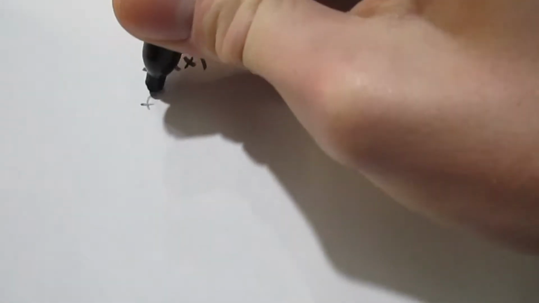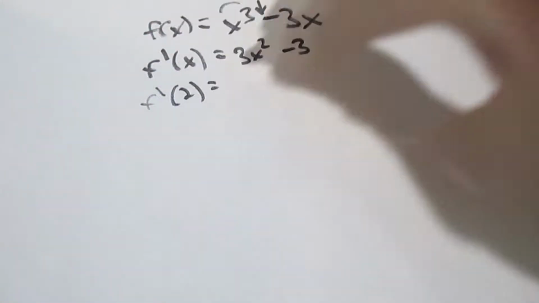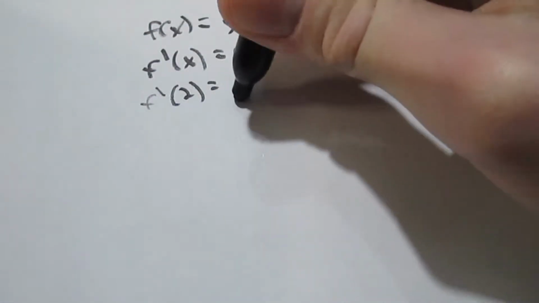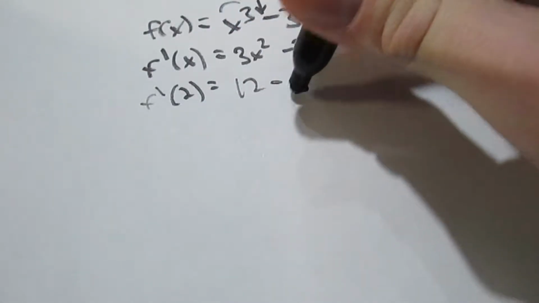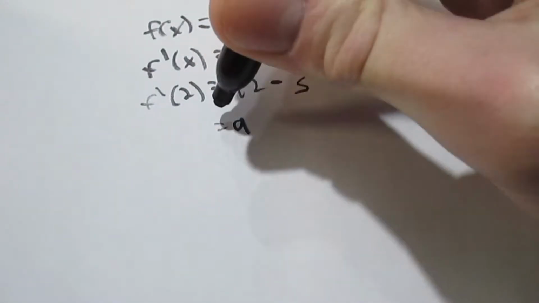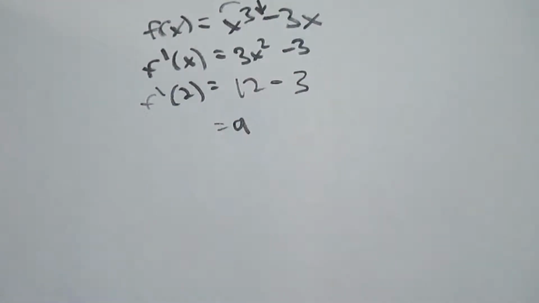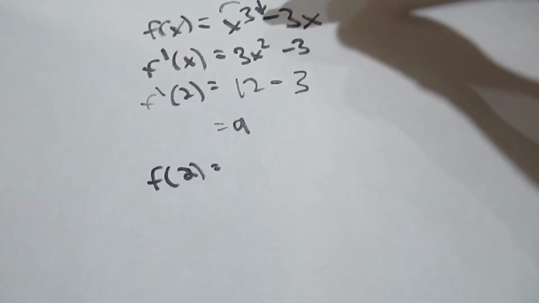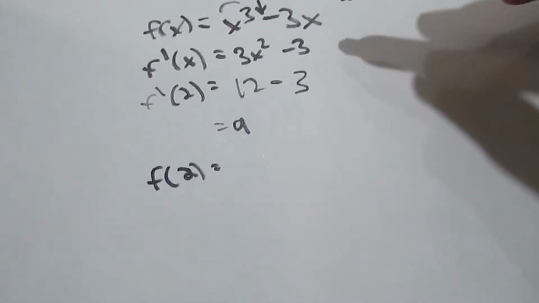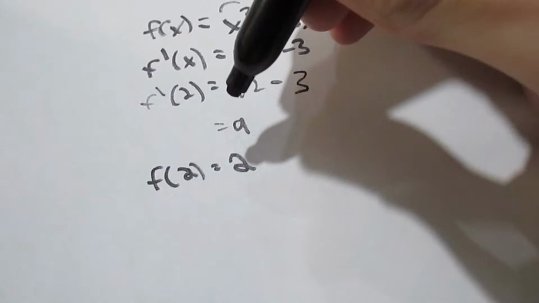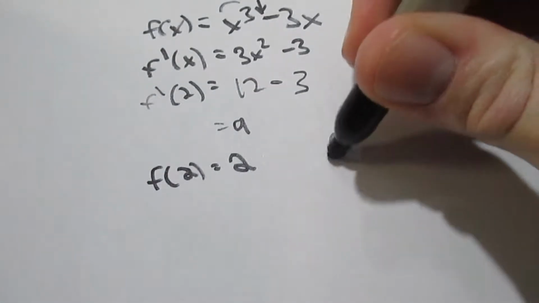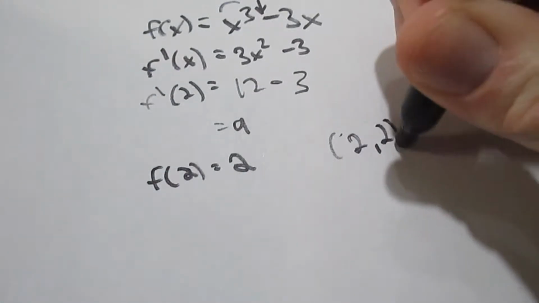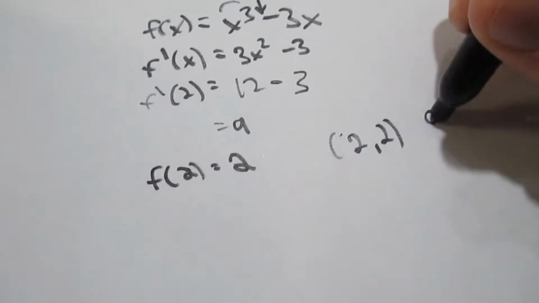So that equals 12 minus 3, which is 9. That is the slope. That's not the answer, but that is the slope, so that's part of the answer. So now what we got to do is plug the 2 back into the original equation, which equals 2 cubed is 8. 8 minus 6 is 2. So at the point 2, the slope is 9.